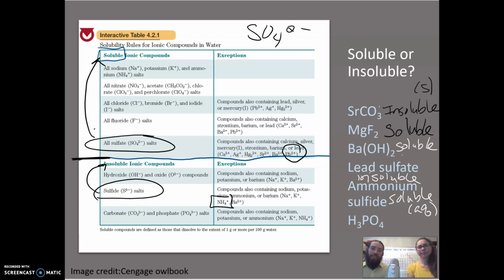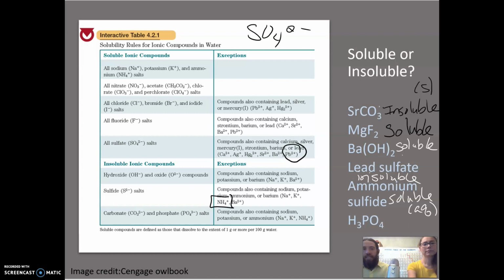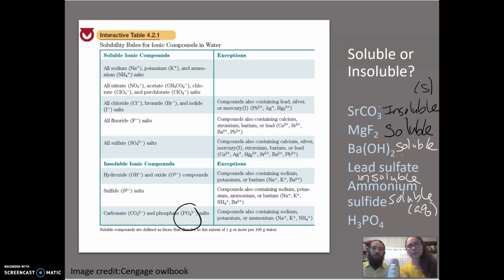Okay, this last one is a bit of a trick question, and I'm going to kind of fall for the trick. So I've got H3PO4. I know I've got a phosphate anion, that's the PO4. This is insoluble, and if I go look to my exceptions, I do not find a hydrogen, which would lead me to think, oh, this is insoluble. But this is incorrect because, first of all, it's not an ionic compound. So this chart only works for ionic compounds.